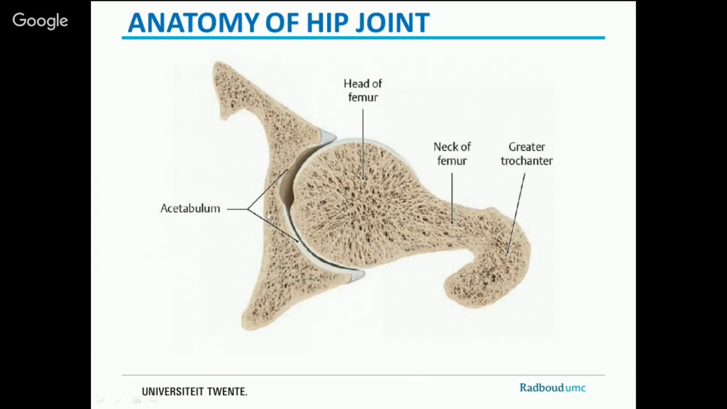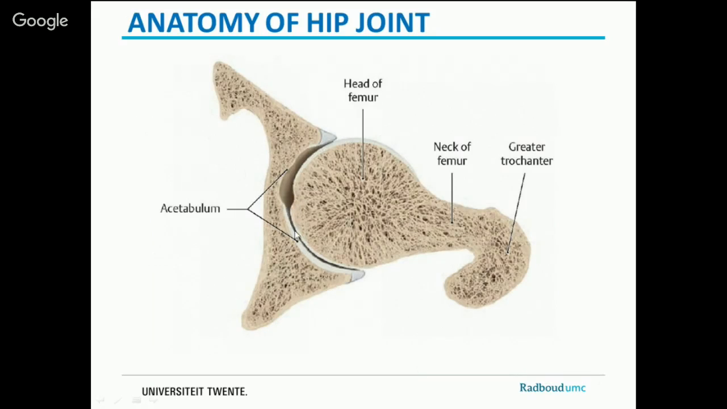So here you see the acetabulum, and here you see the femur, and you see the very nicely oriented spongious bone. This is, from a biomechanical point of view, an optimized mechanical system. We don't want to use a lot of material for adequate strength. Okay, here you can see again the cavity for the ligamentum teres.